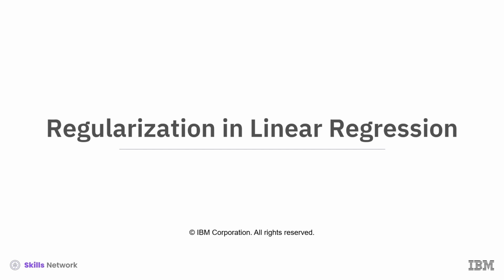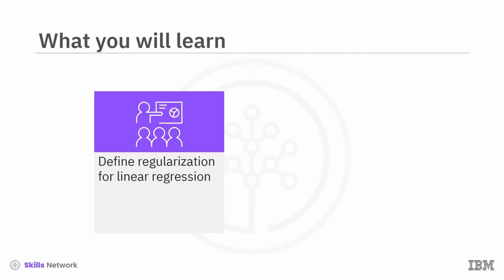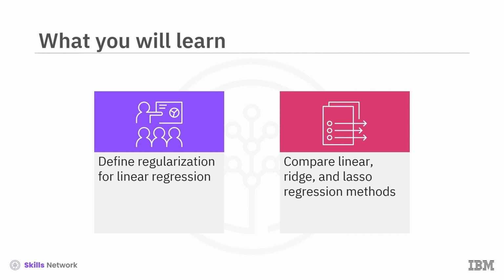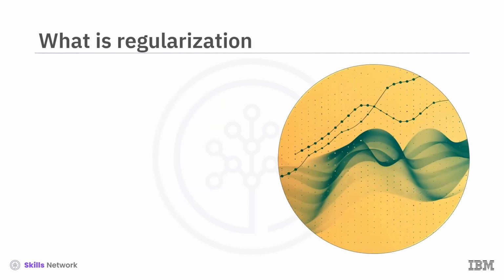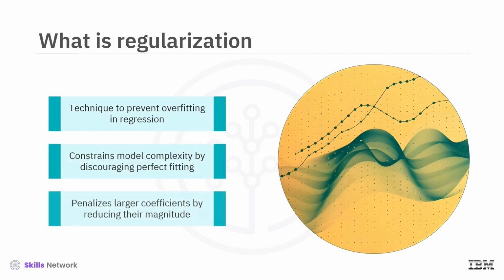Welcome to regularization in linear regression. After watching this video, you will be able to define regularization for linear regression and compare linear, ridge, and lasso regression methods. Regularization is a regression technique to prevent overfitting. It constrains the model during training, discouraging it from overfitting to the training data. Regularization achieves this goal by suppressing the size of its coefficients.